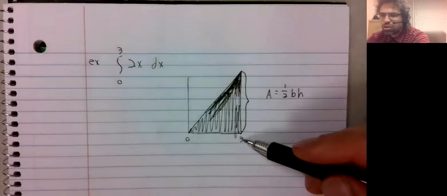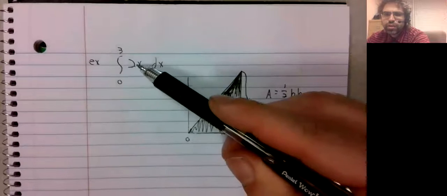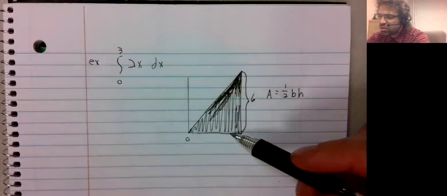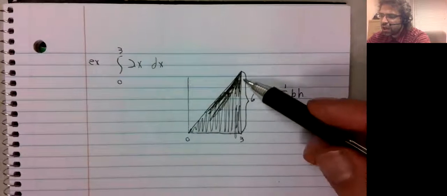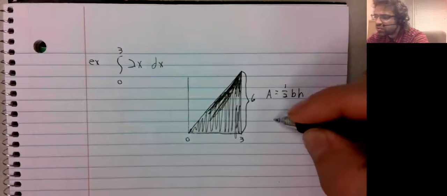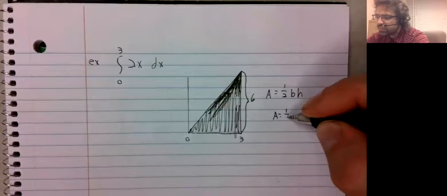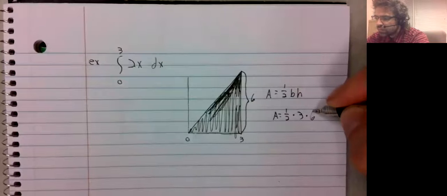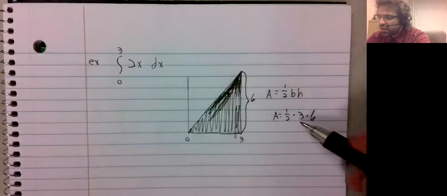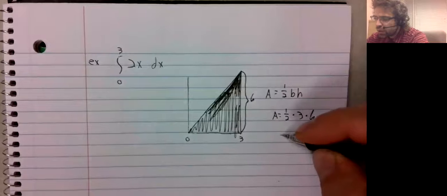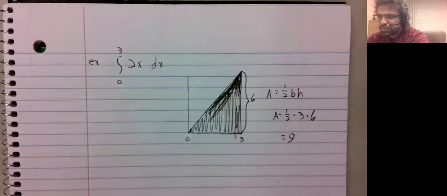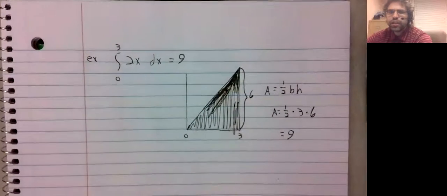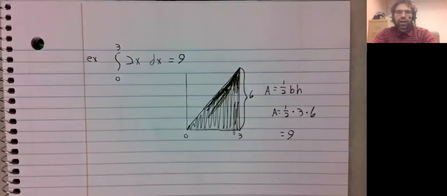So when x is 3, 2x is 6. The base is 3, then the height is 6. Let's see, 18 divided by 2, this area is 9.